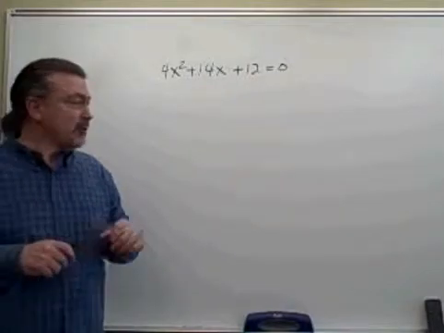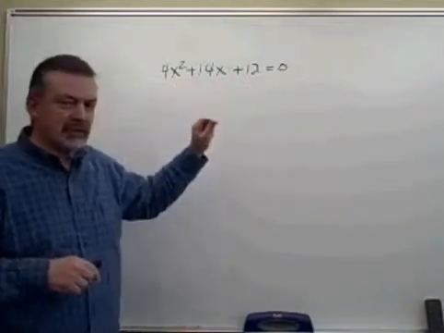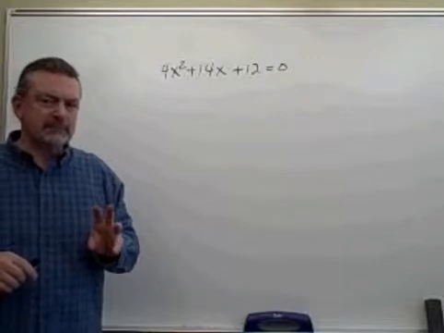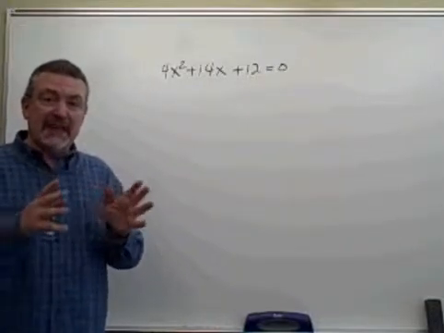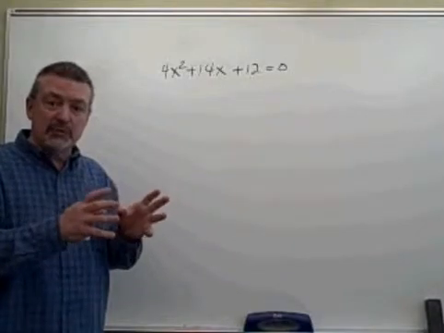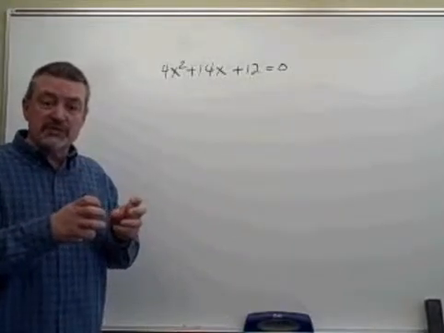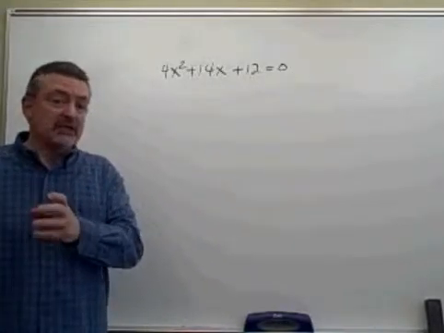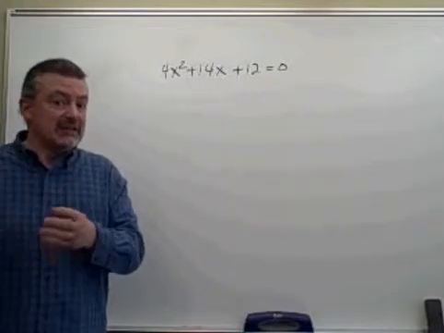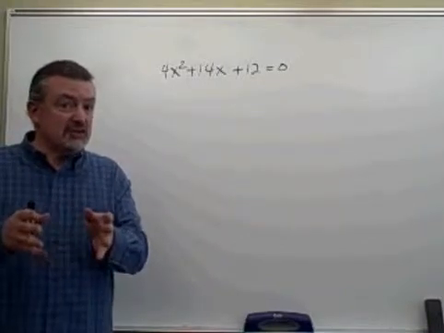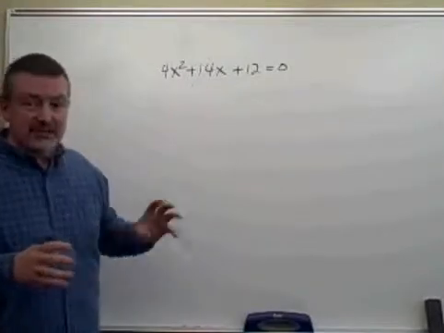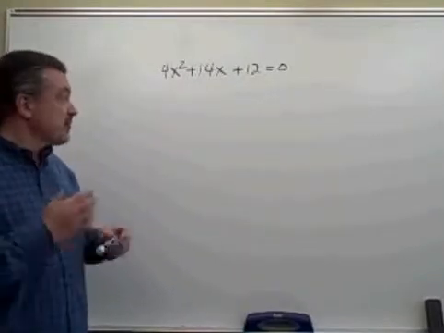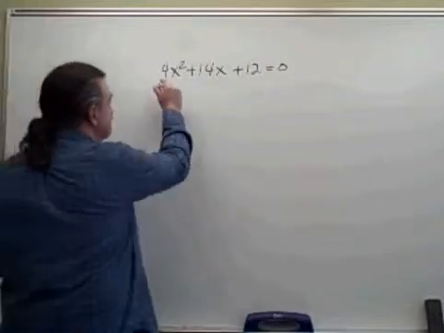But one thing I do notice, every term here is divisible by 2. If I were to divide both sides of the equation by 2, that would actually make a polynomial with smaller coefficients, which might make my use of the quadratic formula less involved. It might make it easier to simplify the radical expression if I've cut down on the size of those coefficients. So I'm going to start there.